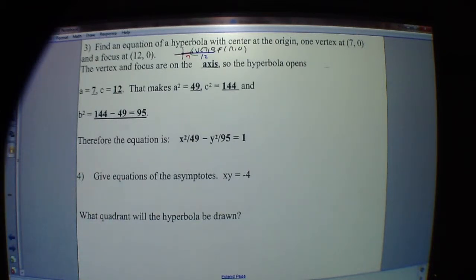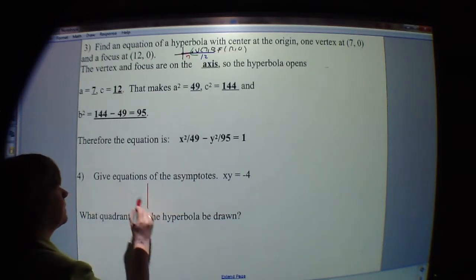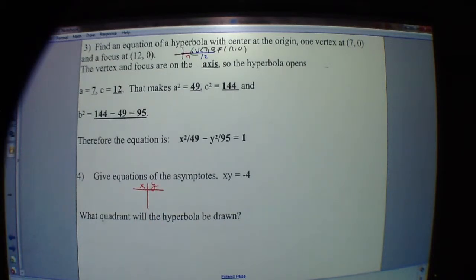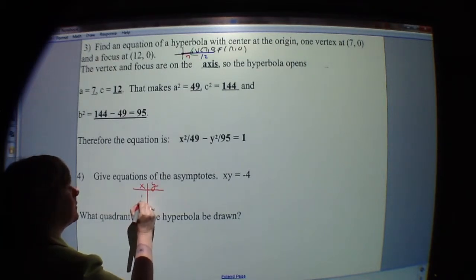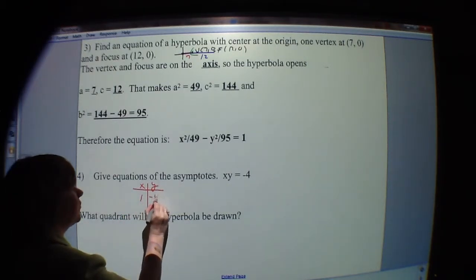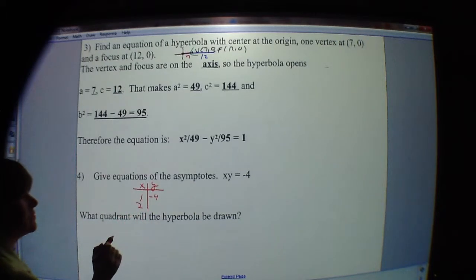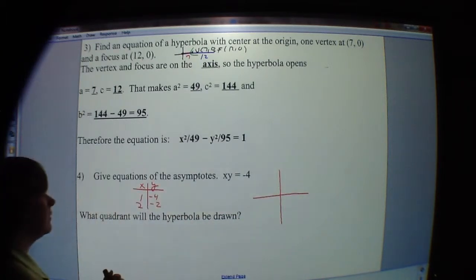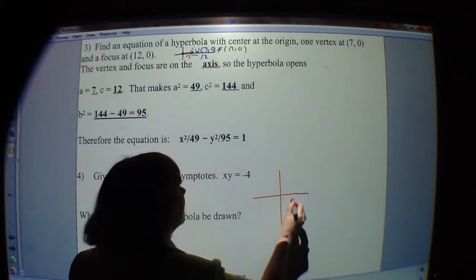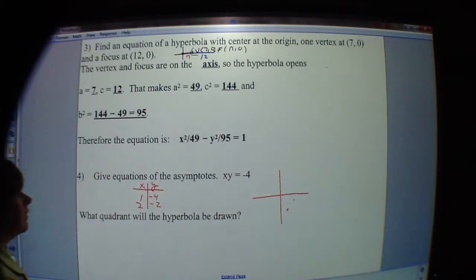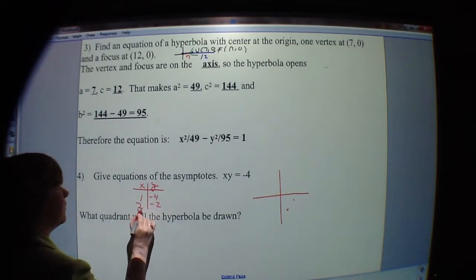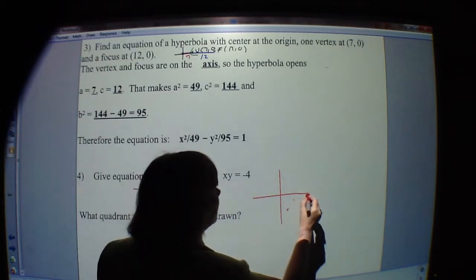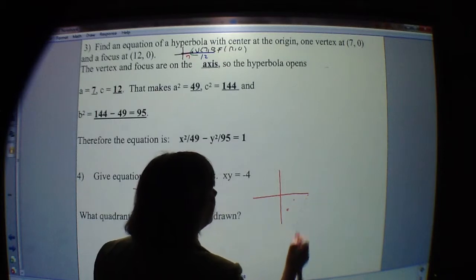Give equations of the asymptotes. First of all, let me try to graph this a little bit for you. Let me do a t-table. When x is 1, y is negative 4. When x is 2, y is negative 2. So here's a couple of them. I'm at (1, -4), (2, -2), and for x of 4, I'm at negative 1. So wherever (4, -1) is.